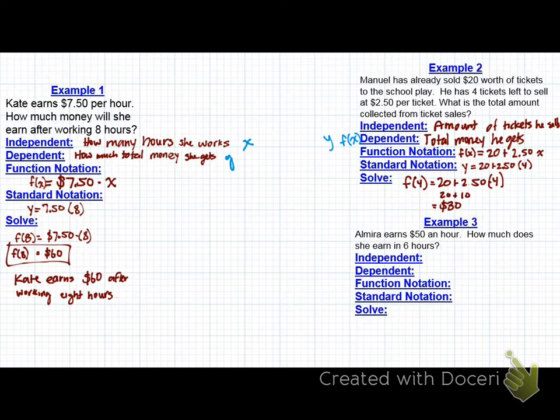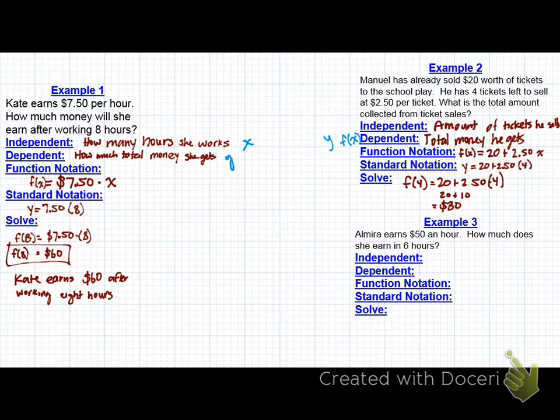Okay, number 3. Almira earns $50 an hour. How much does she earn in 6 hours? Okay, so here we go. Think about what her dependent variable is. What are we trying to figure out? We're trying to figure out how much she earns in 6 hours, or it could be any amount of hours. We could say 10 hours or 5 hours, 1 hour, or 100 hours. It could vary, right? But that's the dependent variable. How much she gets depends on how much she works, right?